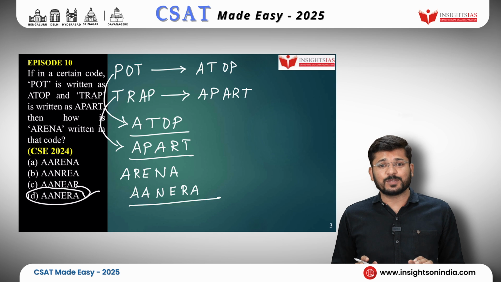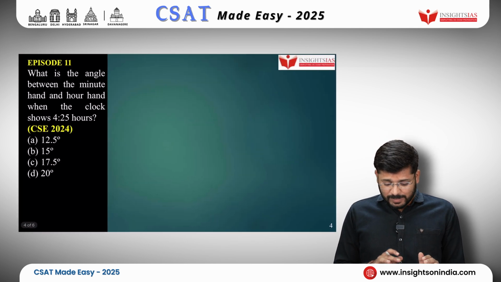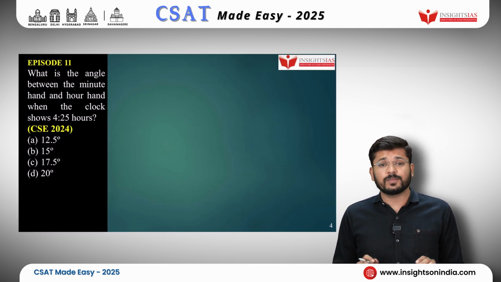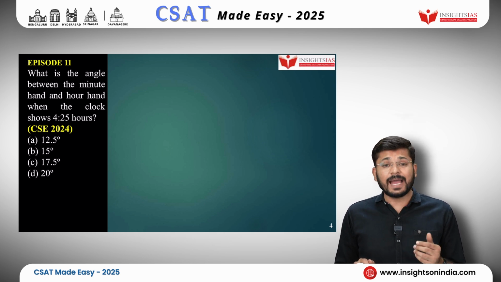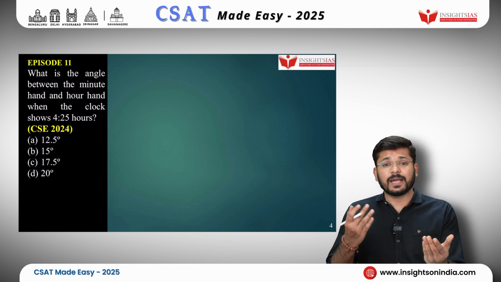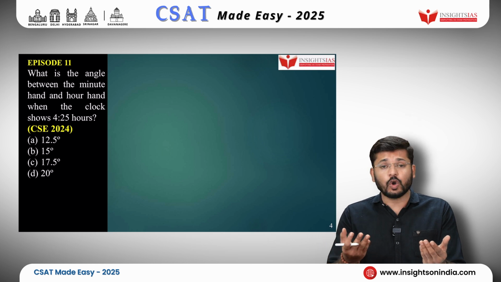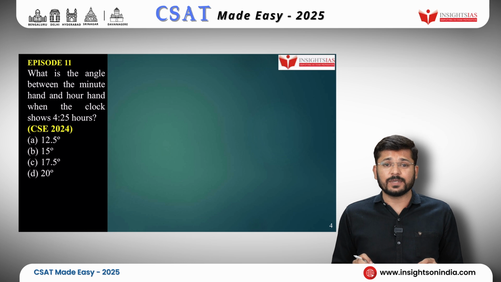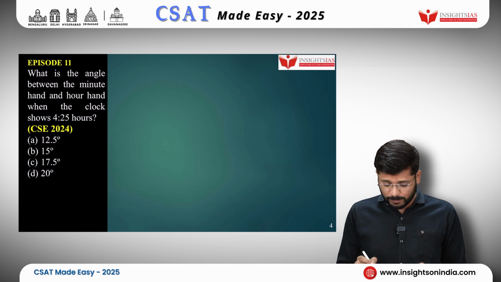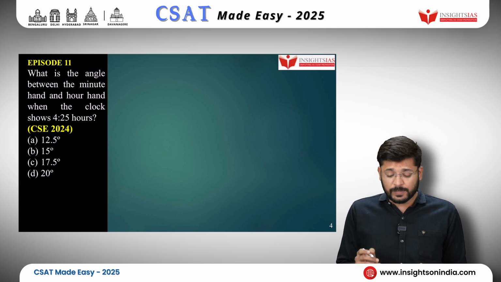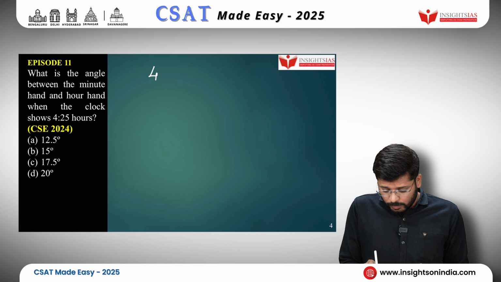Okay. Let's go to the next question now. This is the homework question in episode 11. What is the angle between the minute hand and the hour hand when the clock shows 4:25 hours? This is a very easy question, and I had given you a shortcut to find the angle between the hour hand and the minute hand at any time. What is the shortcut?